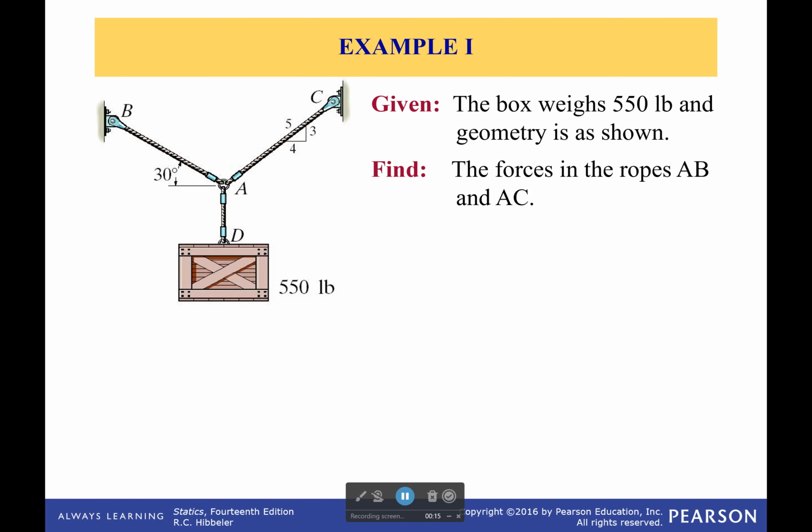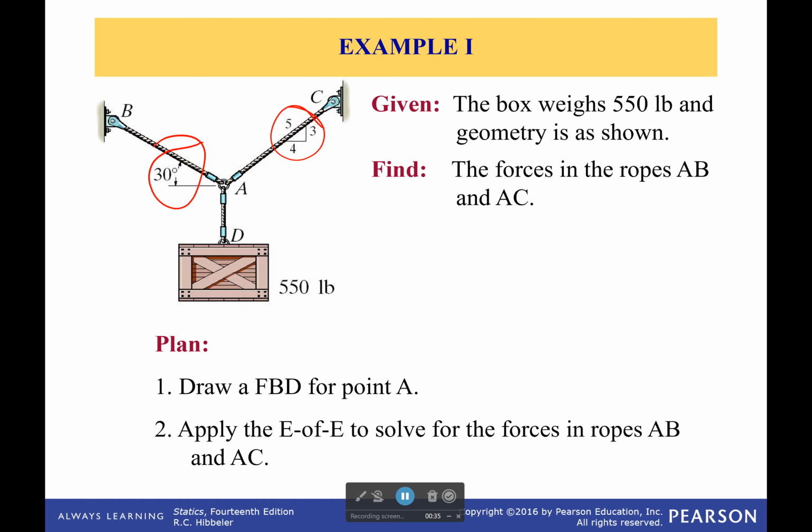So first off, we see we have a box. It weighs 550 pounds. Pounds is a force, so we don't need to convert anything. We have two cables holding it up, cable AC and cable AB, or ropes AC and AB. For one of them, we're given an angle. That one we're given a force triangle right here, a little slope triangle, force triangle, whatever you want to call it. Now, how are we going to solve this? Well, you need to draw a free body diagram for point A and apply the equations of equilibrium.